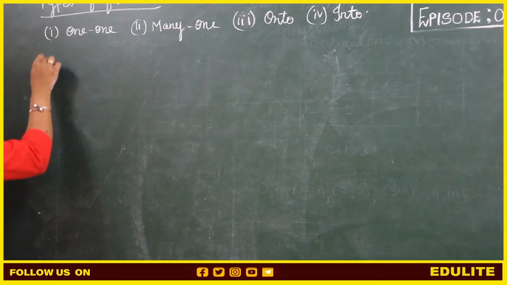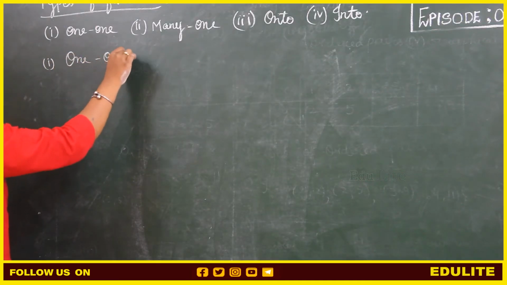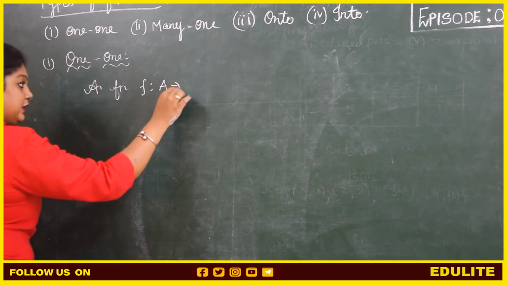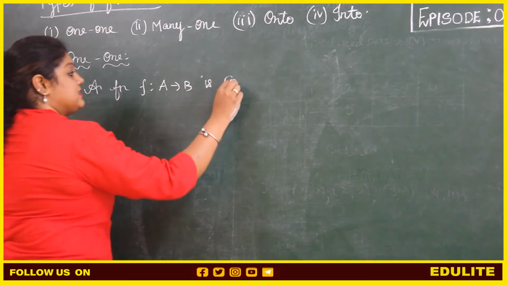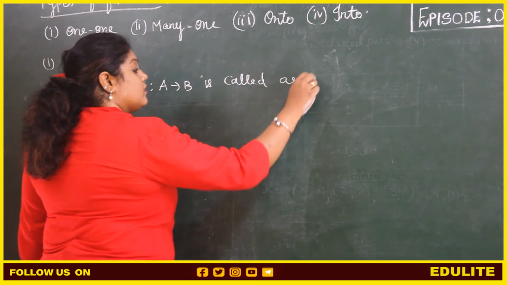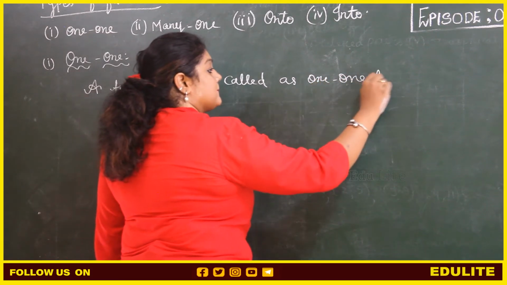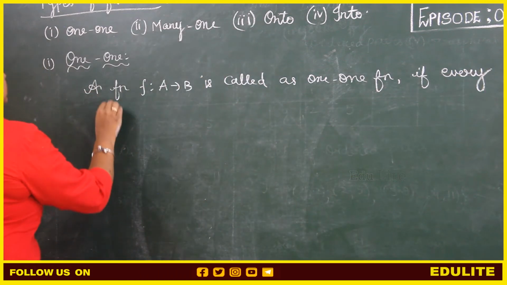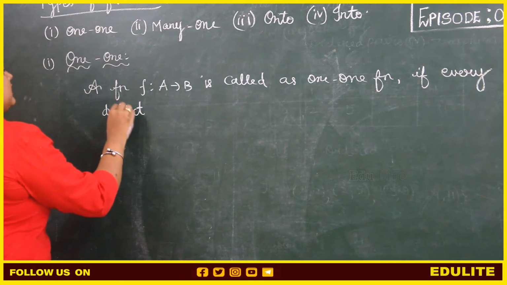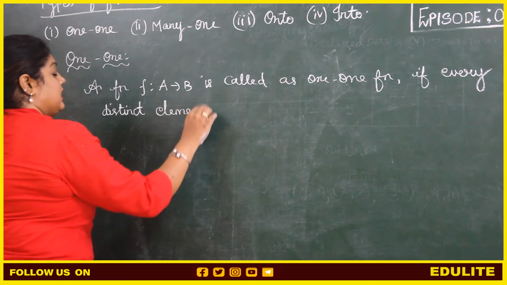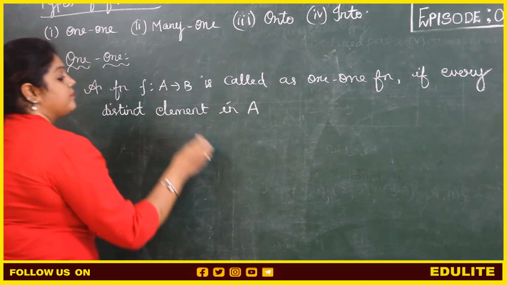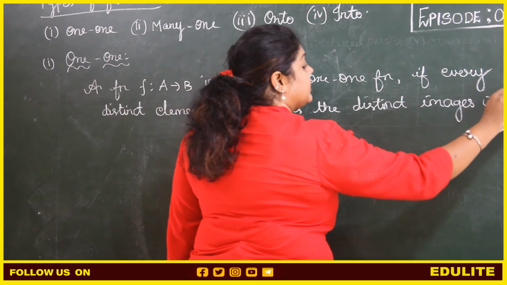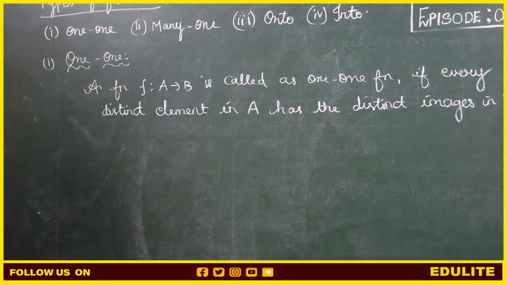First is one-to-one function. A function f, a mapping from A to B, is called a one-to-one function if every distinct element in A must have a distinct image in B. I will explain this more clearly with an example.